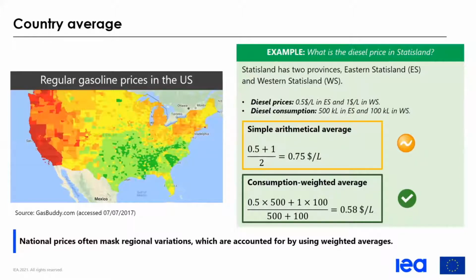In order to calculate a representative price, we need to weigh prices by consumption. If we take consumption into account, we obtain $0.558 per liter, which is the representative price for the country.